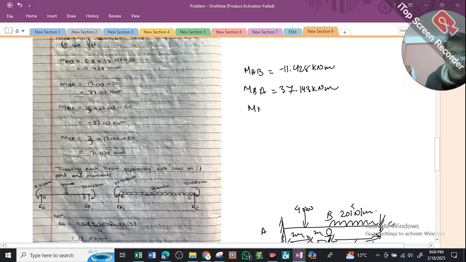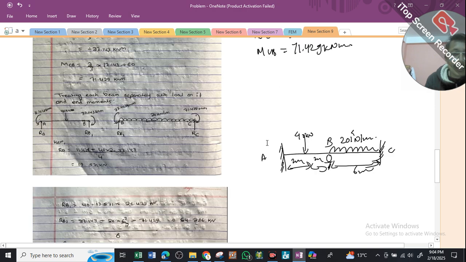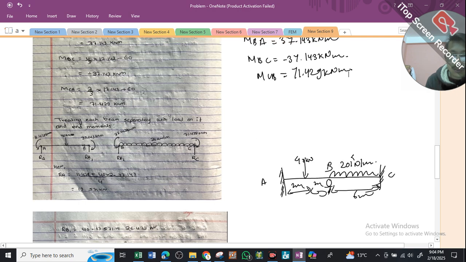Because MBA plus MBC equals zero, MBC is going to be exactly the negative, minus 37.143 kilonewton meter, and MCB is going to be 71.429 kilonewton meter. What we're going to do now is treat each beam separately with load on it and end moments. We're going to remove all the supports, the fixed supports and the roller supports.